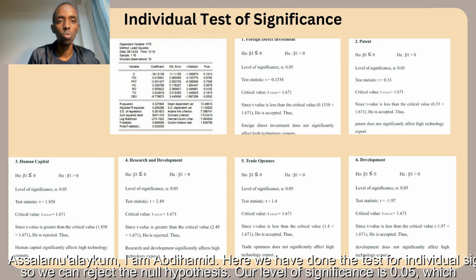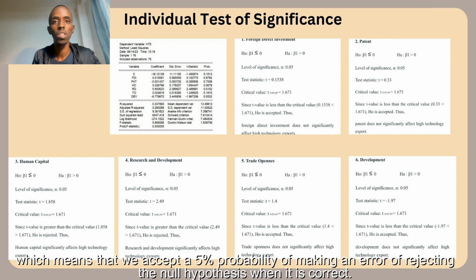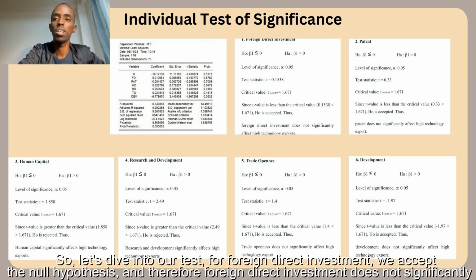Here we have done the test for individual significance. We can reject the null hypothesis. Our level of significance is 0.05, which means that we accept a 5% probability of making an error of rejecting the null hypothesis when it is true or correct. So let's dive into our test.